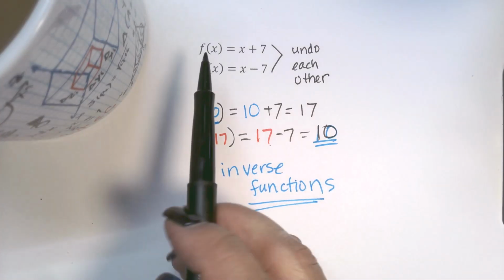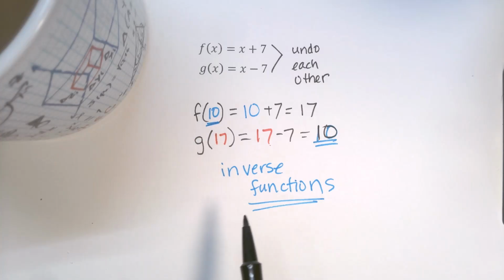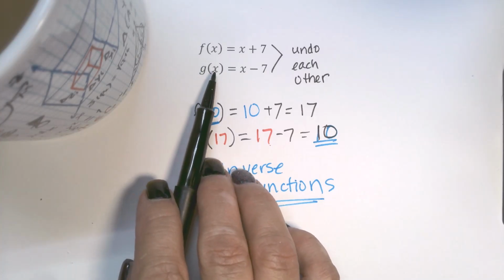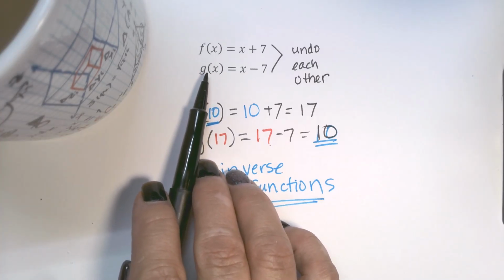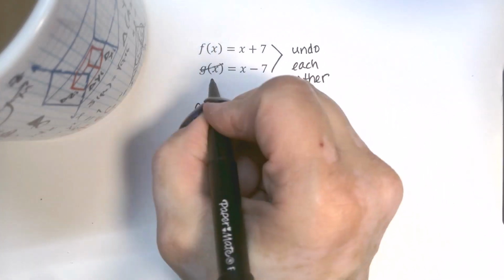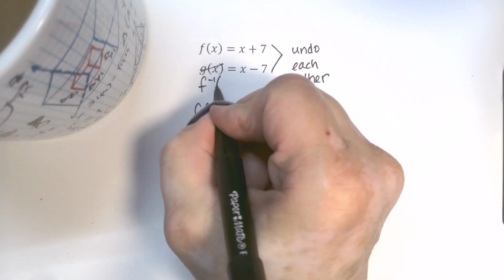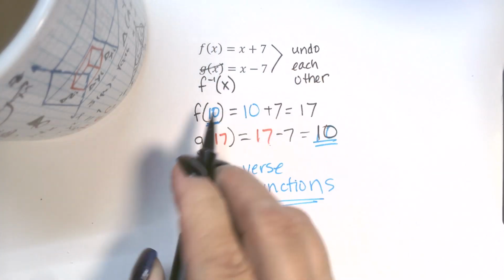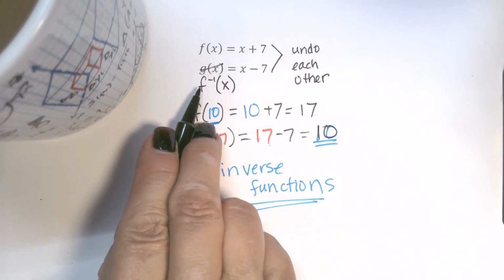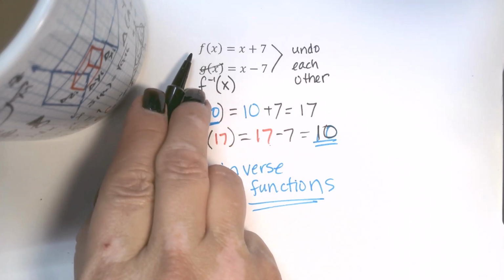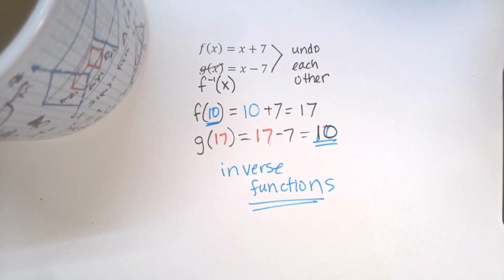Now, the notation for this is a little bit different. Instead of giving this second function its own name, like g, you would call this f negative 1 of x. This is the inverse function. And because it's f negative 1, we know the f relates to this f, and that's how we know that they're inverses of each other.